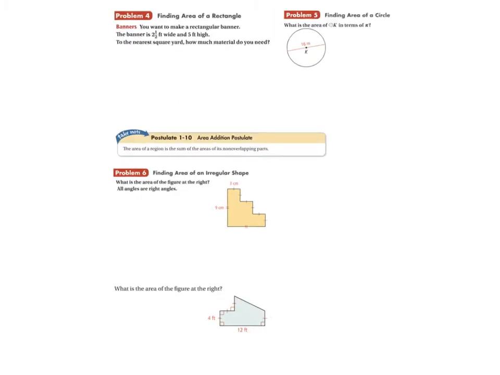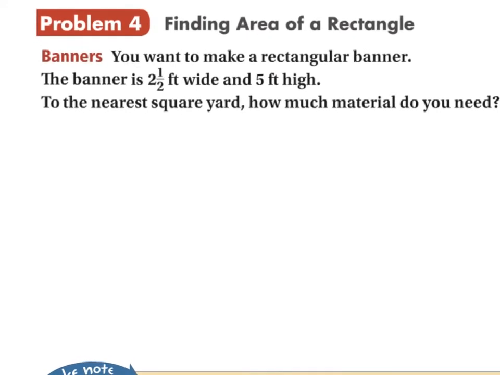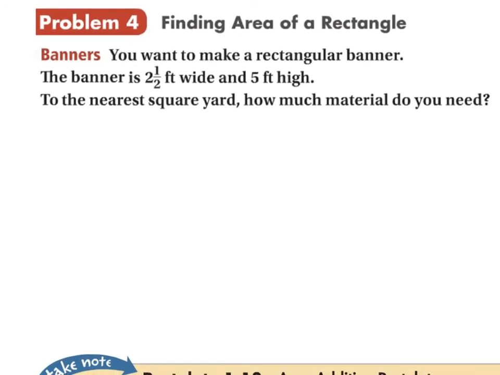On the back side, we have a problem up here at the top. It says we want to make a rectangular banner. The banner is 2.5 feet wide and 5 feet high. To the nearest square yard, how much material do you need? Well, first things first, I'm just going to draw a sketch of this. According to their description, this must be what we got going on: 5 feet high and 2.5 feet wide.